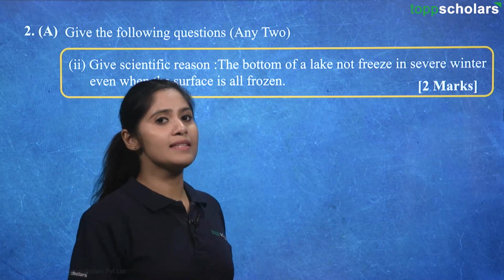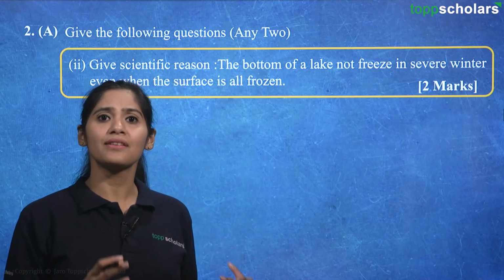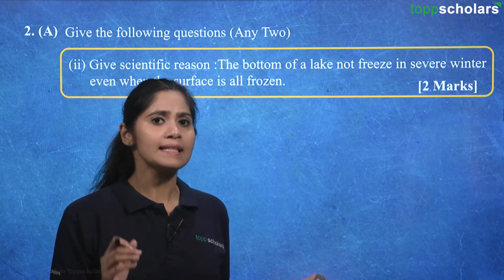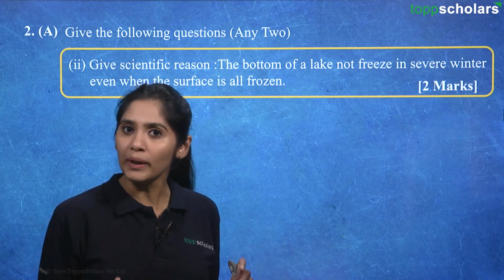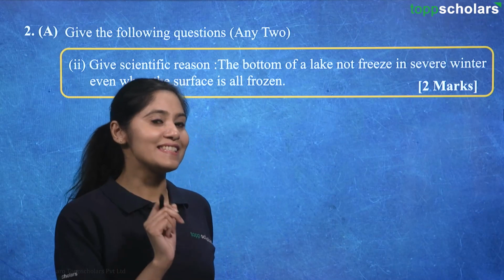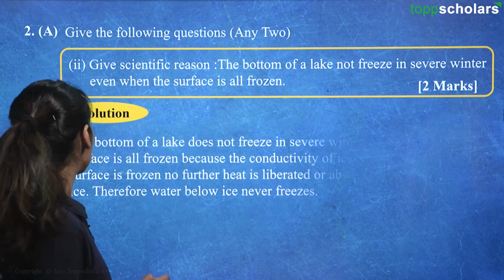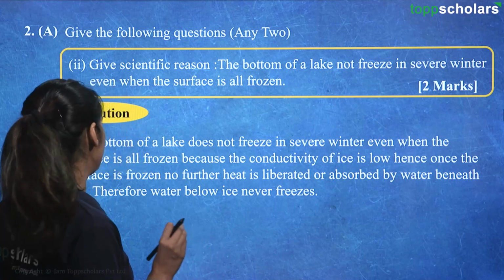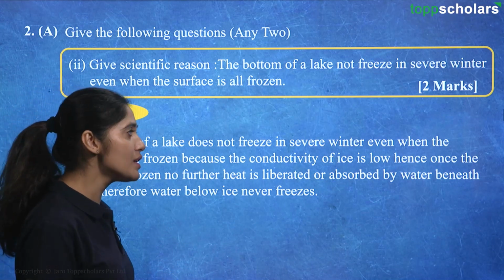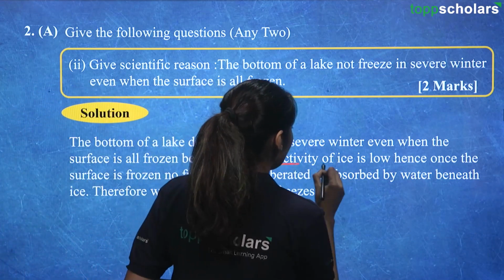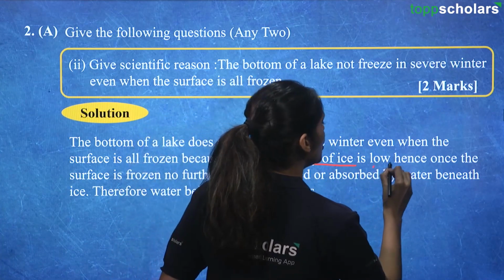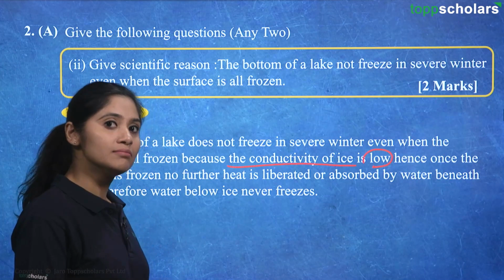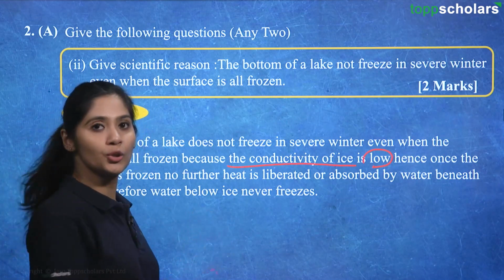So what is the reason that even in such severe winter, when the surface gets all frozen, inside the water is all liquid? Why is that so? Let's see the solution for it. The bottom of a lake does not freeze in severe winter even when the surface is all frozen because the conductivity of ice is low. So it does not let the heat pass through it.